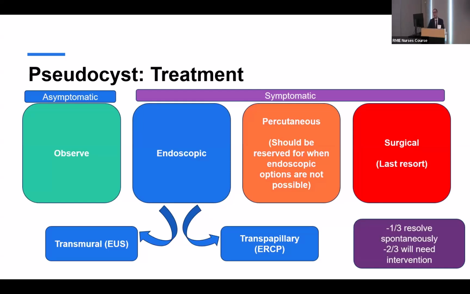Sometimes they're necessary because you have a collection that's out of reach of the endoscope, and you need to bite the bullet and try to get that out as soon as possible. Of endoscopic management, you have really two big buckets. You have transmural, which I like to think of as EUS based, and transpapillary, which is ERCP. Transpapillary really came first.